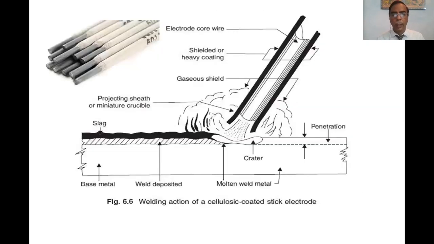This is a welding action of a coated stick electrode. On the left side at the top is the electrode, a covered electrode, with the core wire and the sealing coating. The electrode is molten, gaseous shielding is there, and at the bottom is the molten weld metal, that is the penetration, and the slag is on the top surface, with the weld deposit and the base metal.